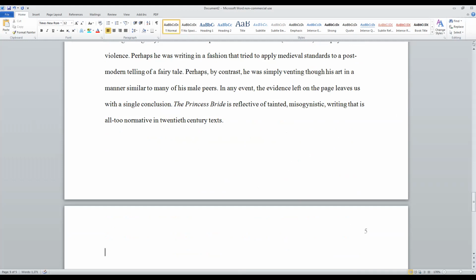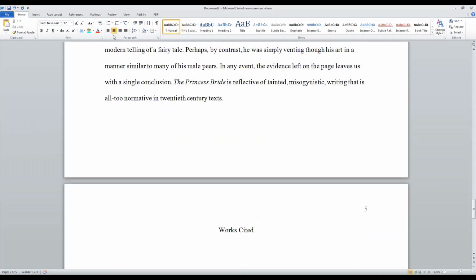we can go to a works cited page. And we have The Princess Bride here, so we can say Goldman, William, period, The Princess Bride. And it's published by Harcourt, period. Harcourt, comma, 1973. And then we'll do this.